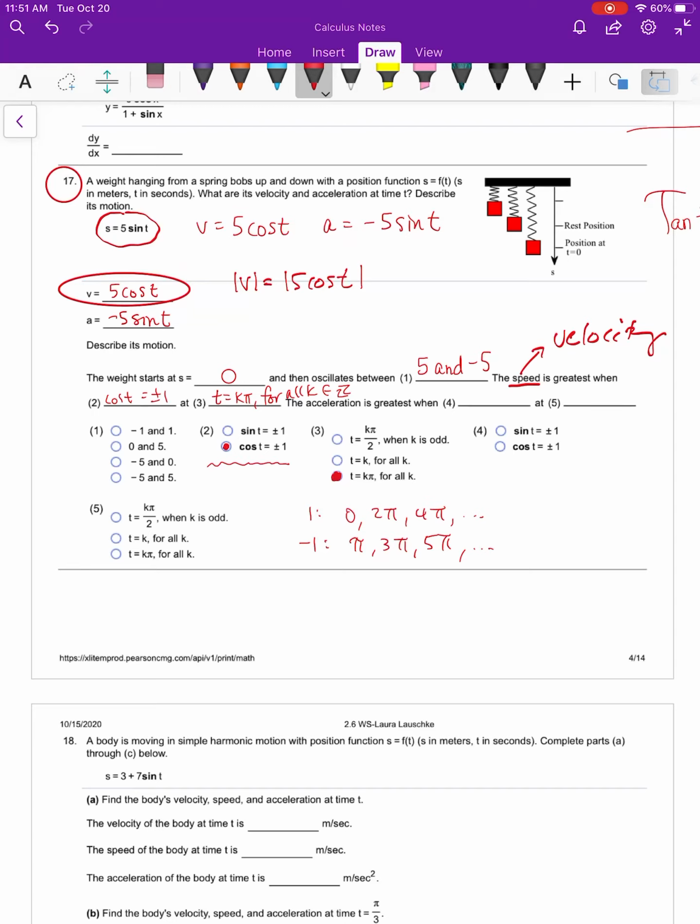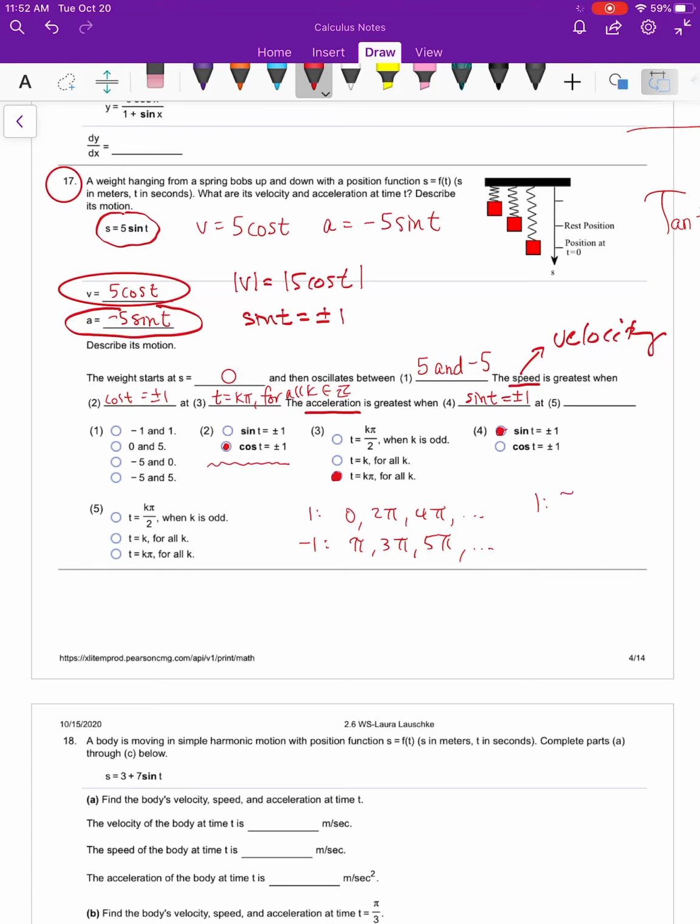And then the acceleration is greatest. Well, if we're talking about acceleration, we're going to be looking at the acceleration function. Okay, so that's going to be different. And when would this be the greatest? That's going to be the greatest when the sine of t is plus or minus 1. Okay, and so for that one, you're going to choose sine of t being plus or minus 1 because that is what your acceleration function has in it, sine. And so when is the sine plus or minus 1?